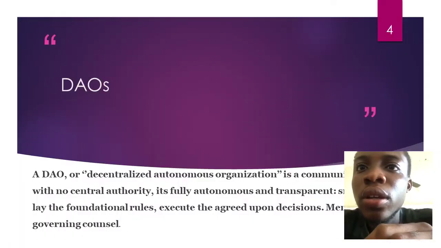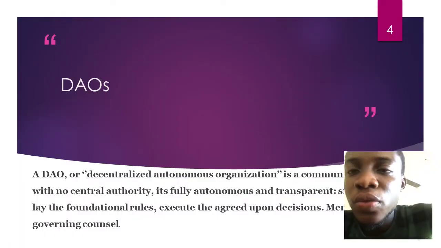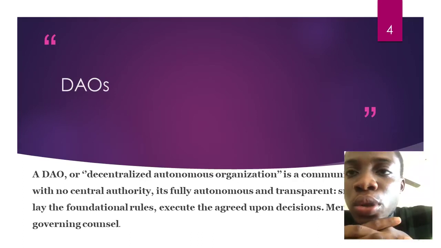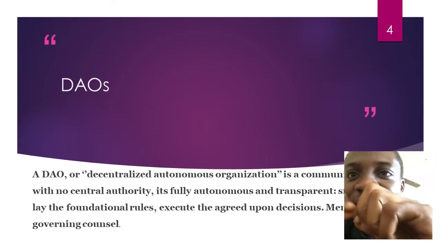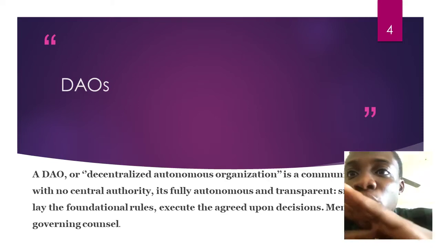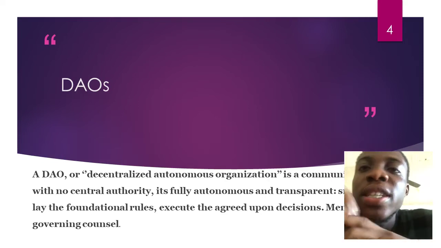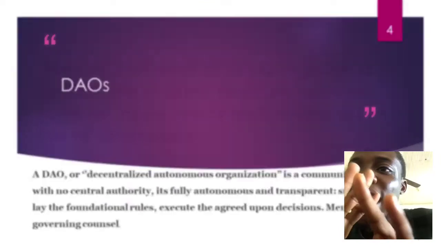Sorry for that. Then a brief definition of DAOs. I said a DAO, or decentralized autonomous organization, is a community-led entity with no central authority. It is fully autonomous and transparent. Smart contracts lay the foundational rules and execute the agreed-upon decisions.